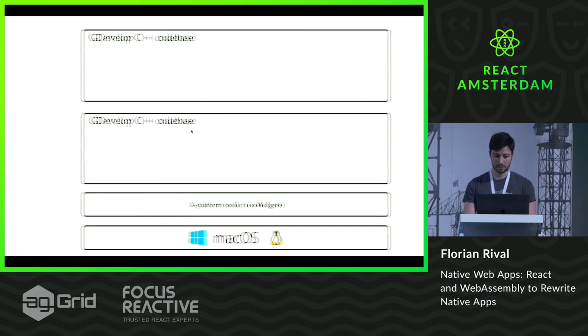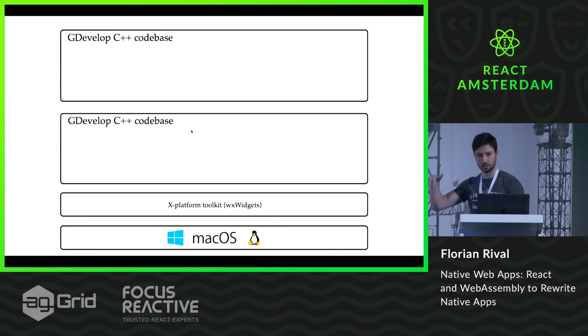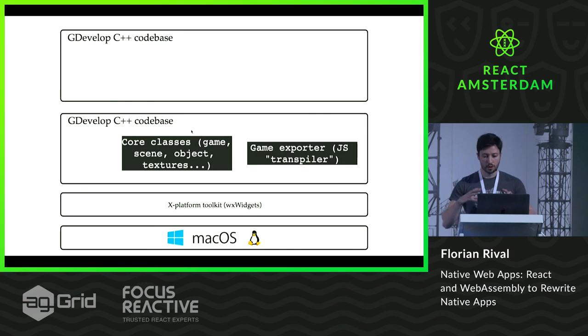Let's take a look at the code base of JDevelop. It was all a C++ code base, and at the core of the code base, there are all the core classes that define what a game is, what an object is, what a stage in a game is, and there were the game exporter classes, meaning all the tooling that takes your game and outputs the JavaScript to an HTML5 game that can run in your browser or on mobile.